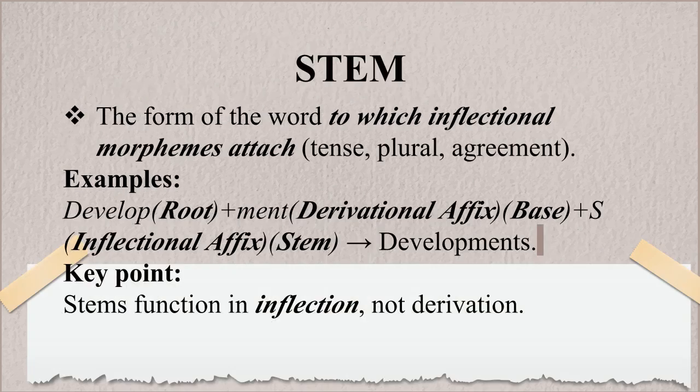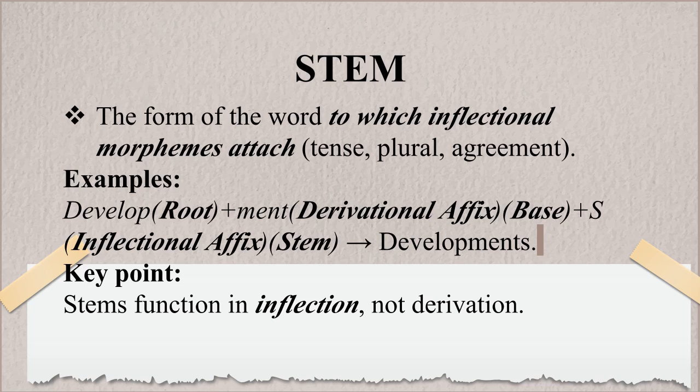The third and final category is a stem. A stem is the form of a word to which inflectional morphemes attach, such as tense markers, plural endings, or agreement suffixes. Unlike bases, which are used in derivation, stems operate specifically in inflection.